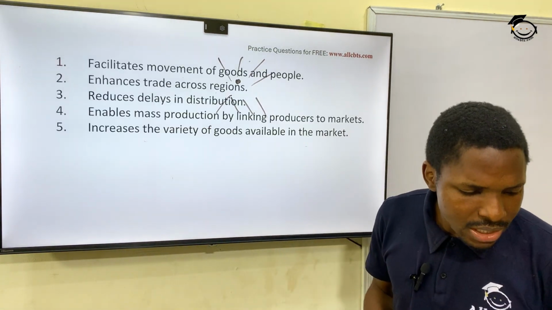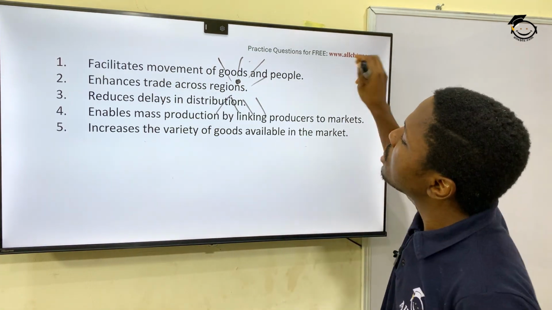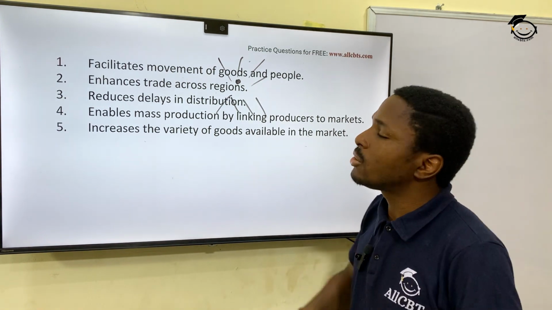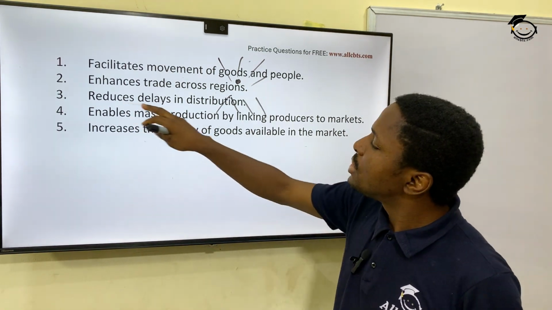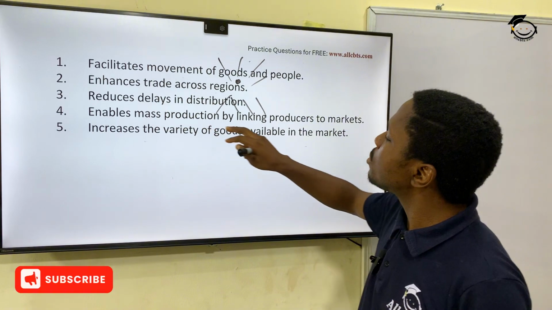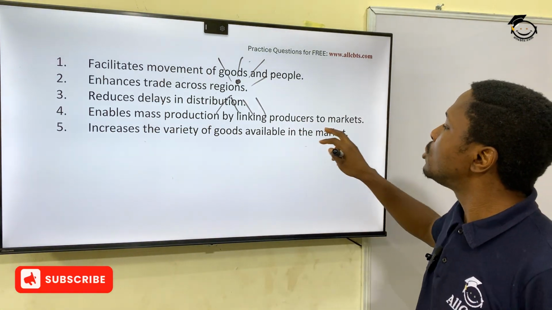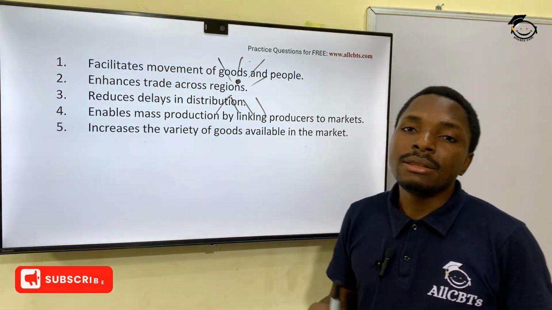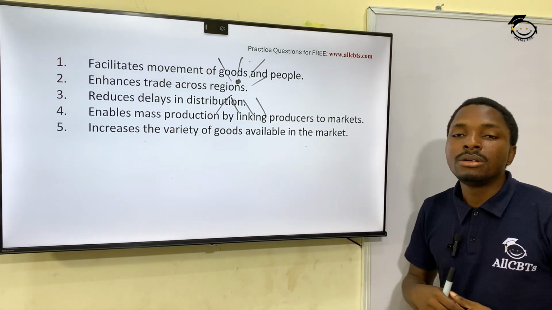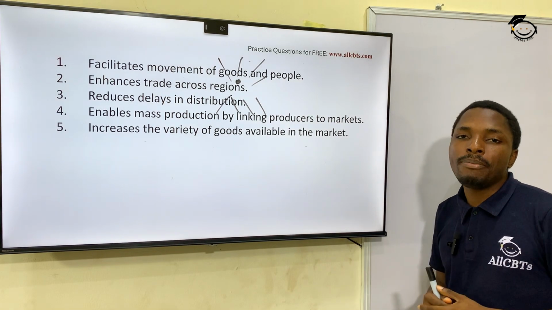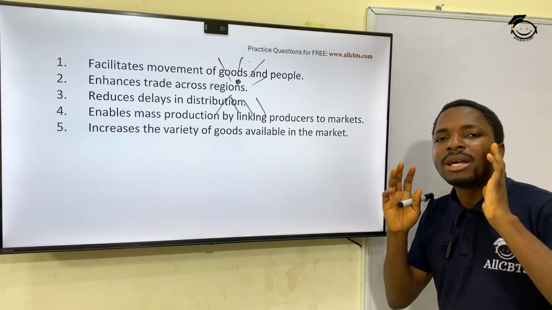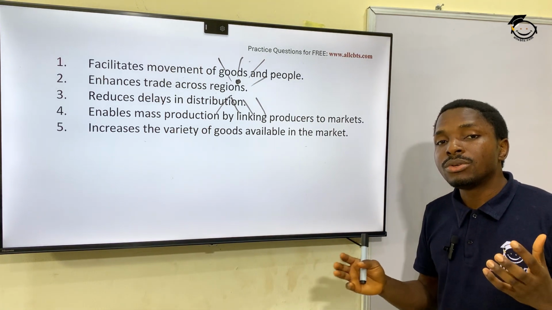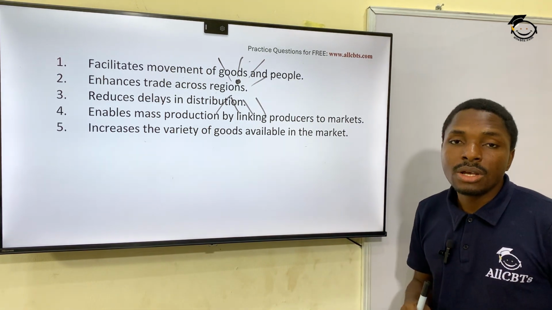Let's look at the points I noted. 1. Facilitate movement of goods and people. 2. Enhance trades across regions. 3. Reduce delay. 4. Enable mass production by linking producer to market. 5. Increase the variety of goods available in the markets. These are some of the points you can relate. Always let your mind go broad when you are trying to articulate, you are gathering thoughts as you answer.